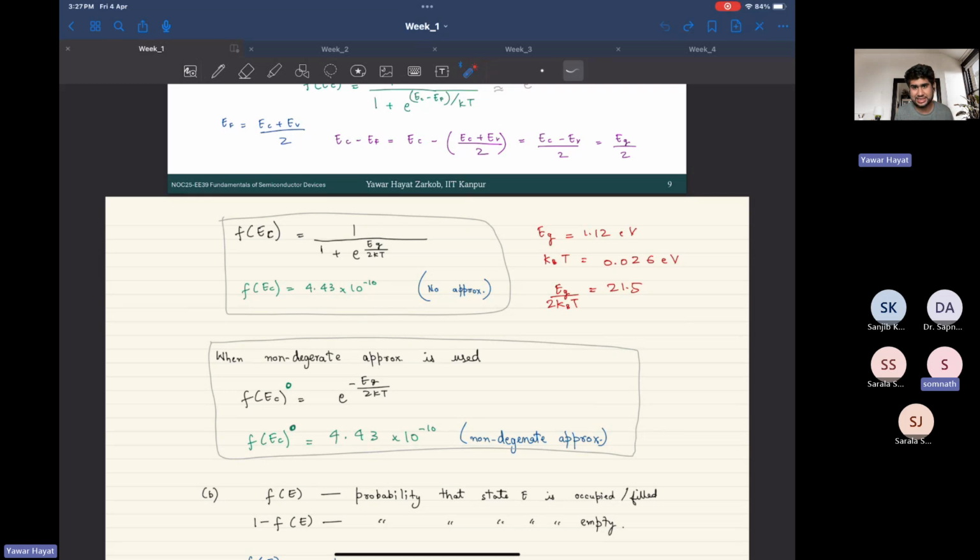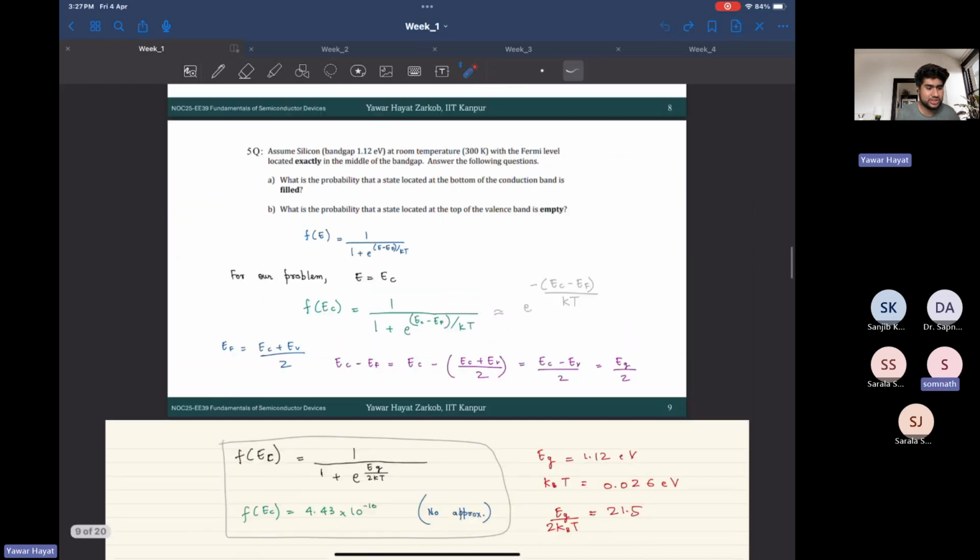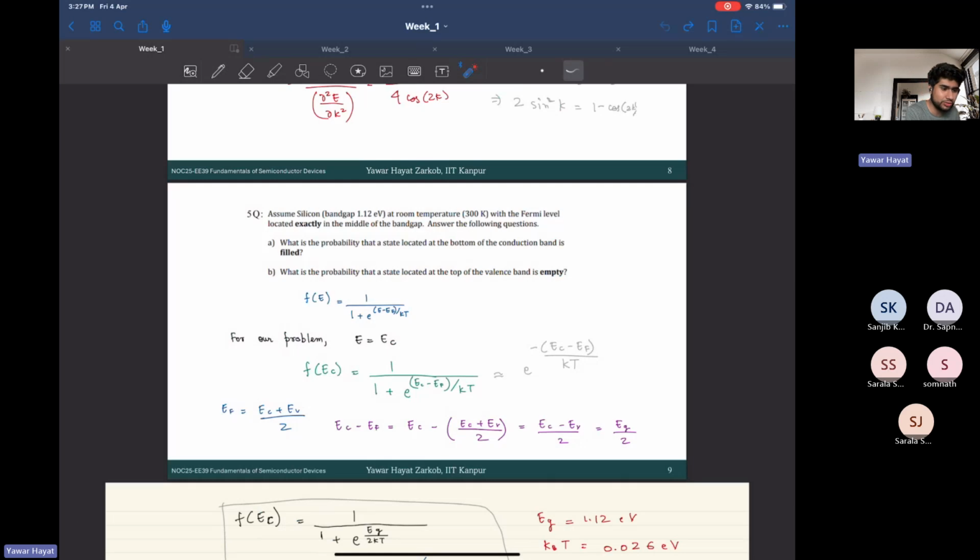if that is greater than or equal to 3 kT, that is your non-degenerate approximation. Here it was greater than 3 kT because, see, it was located in the middle, right? This was your EF. The Fermi level is located exactly in the middle of the band gap.